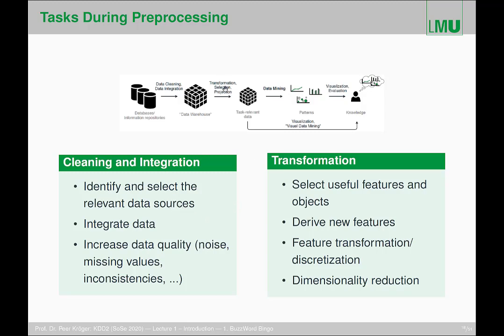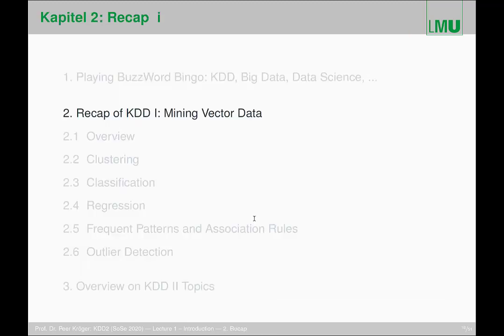And then the second step of transformation, here you have to select useful features and objects, maybe derive new features, maybe do a feature transformation, or a discretization, maybe a dimensionality reduction because you have too many features and stuff like that. So all what you're doing here has, of course, a huge impact on what you get here as the input of your data mining. So keep that in mind, because as I said before, it's important, but it's very boring typically.